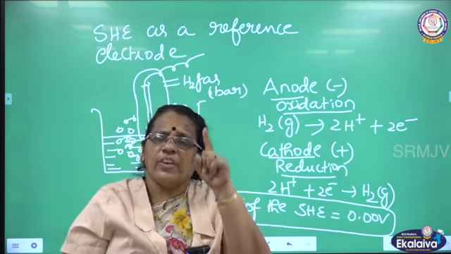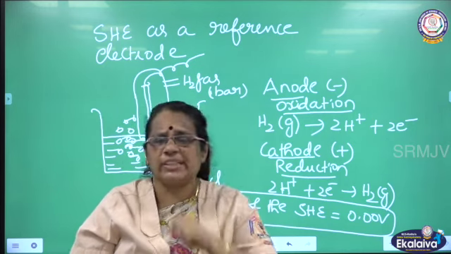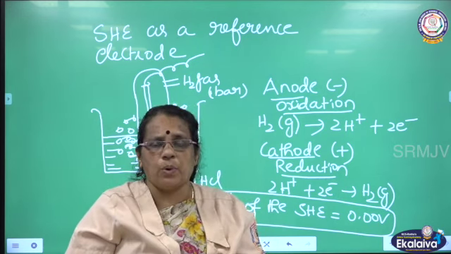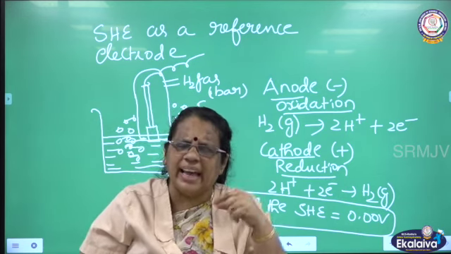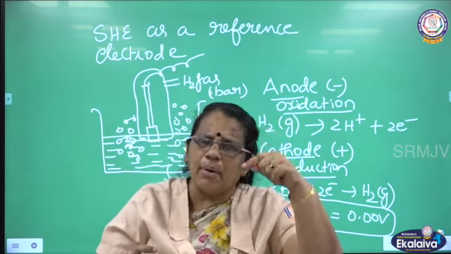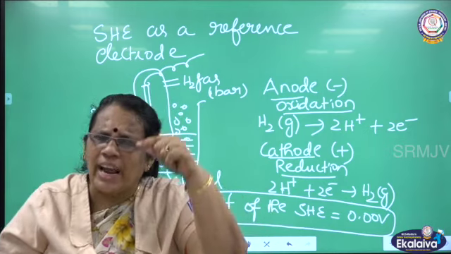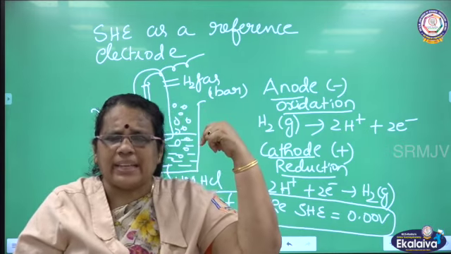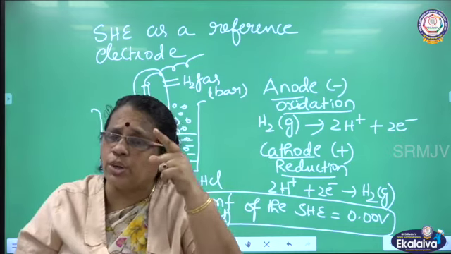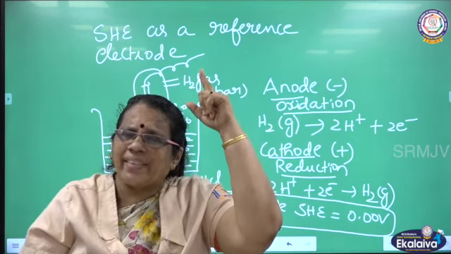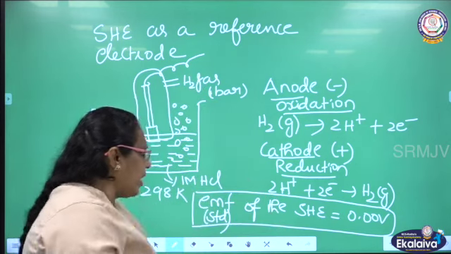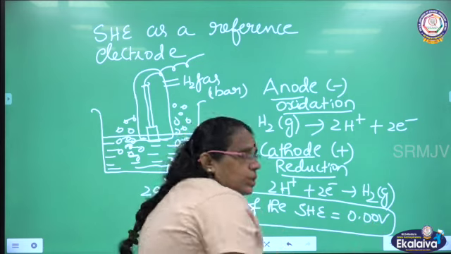I told you we are taking a 1 molar solution of HCl, and 1 bar hydrogen gas is sent inside. The temperature maintained is 298 Kelvin. So the EMF developed at 298 Kelvin by passing hydrogen gas of 1 bar with a 1 molar solution of HCl is the standard EMF of the hydrogen electrode. It is measured as 0.00 volt.